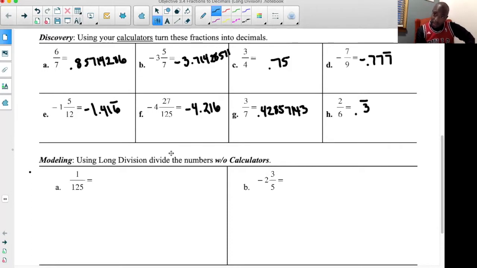0.75 for C, negative 0.77 repeated for D, negative 1.4166 repeated for E. That's why there's a line above that 6. Negative 4.216 for F, 0.42857143 for G, and 0.3 repeated for H.